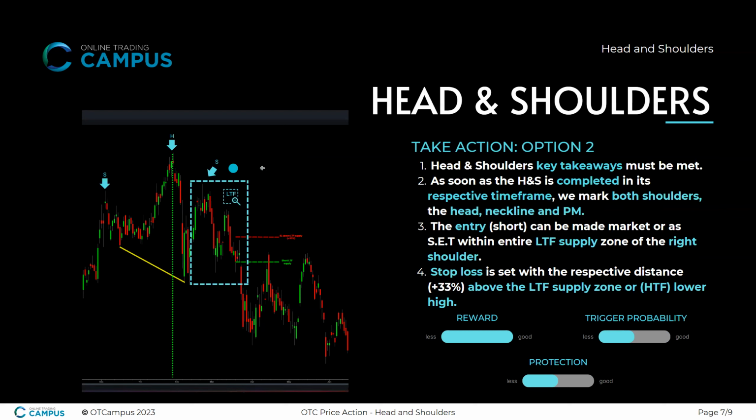We mark both shoulders. Yes. Complete in its respective time frame. We mark both shoulders, the head, neckline, and profit margin. It is the same, not different. And now number 3 is different. The entry or short can be made market or a set within the entire lower time frame supply zone of the right shoulder. That means you will analyze the right shoulder to identify supply, high quality supply, and we got supply here.